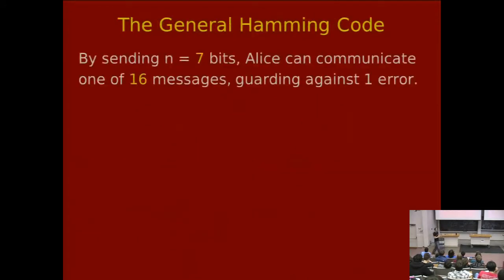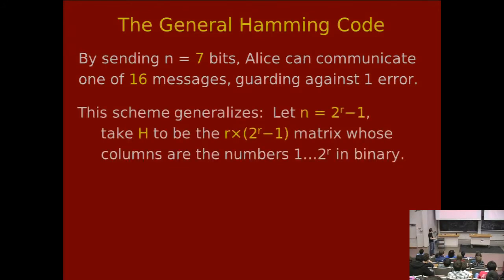Okay, that's great if you're sending 4-bit messages. There's a generalization, luckily. To rephrase what happened, Alice can communicate one of 16 different messages, namely any 4-bit string, by transmitting 7 bits. And Bob can always fix one error. The scheme generalizes to the case of transmitting any number which is 1 less than a power of 2.